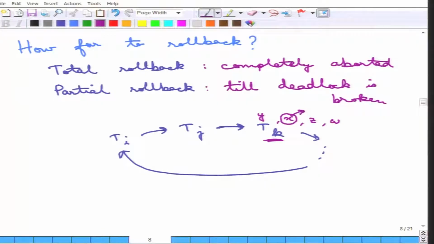Now if x is released, then Tj can succeed, and once Tj succeeds, Ti succeeds, and the deadlock is broken. So the point is, it will be rolled back only till the point of the problematic data item due to which Tj is waiting. The operations that involve the data item y need not be rolled back, because y is not causing any problem. So it rolls back only to the point where there is a problem, and then it's released.